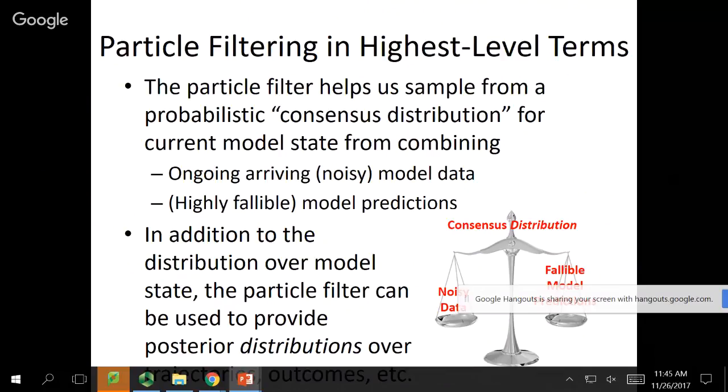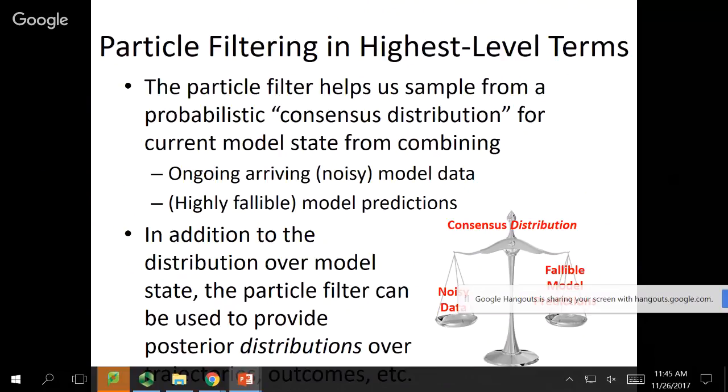So the particle filter takes these two lines of evidence, model projections on the one hand, and one or more types of empirical data, and merges them together to get a kind of consensus estimate within the model about the values of the state variables. It allows us to sample from the state variables different possible hypotheses for what's going on out there in the world.